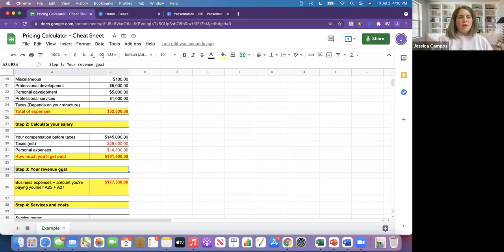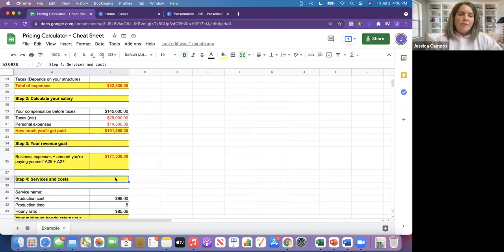So step number three, this is where the formula kicks in. Your business expenses plus how much money you want to get paid are basically added here. The formula is going to add up the 145 in this example plus the expenses, and that's where this number is coming from. Notice that it is actually a formula, so everything that is red, you don't touch the number. This number will come up automatically. So that is your revenue goal.